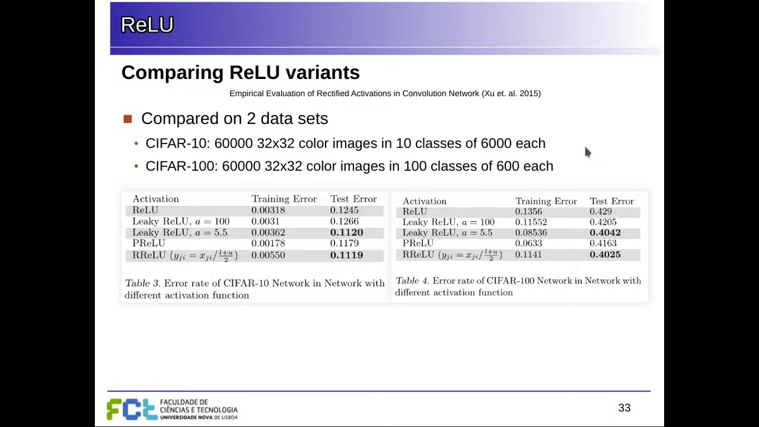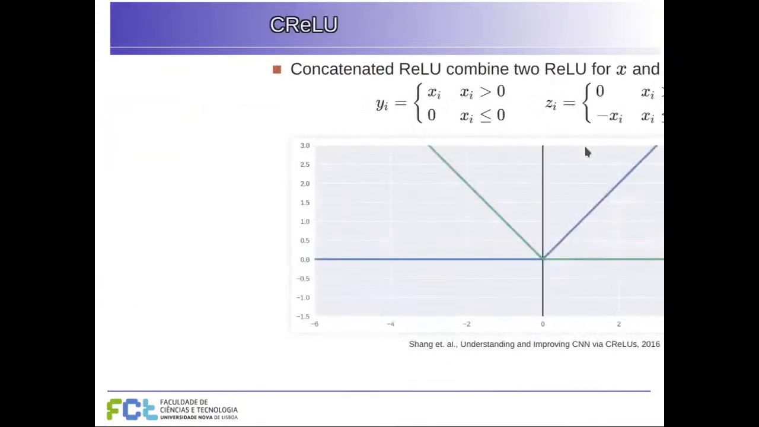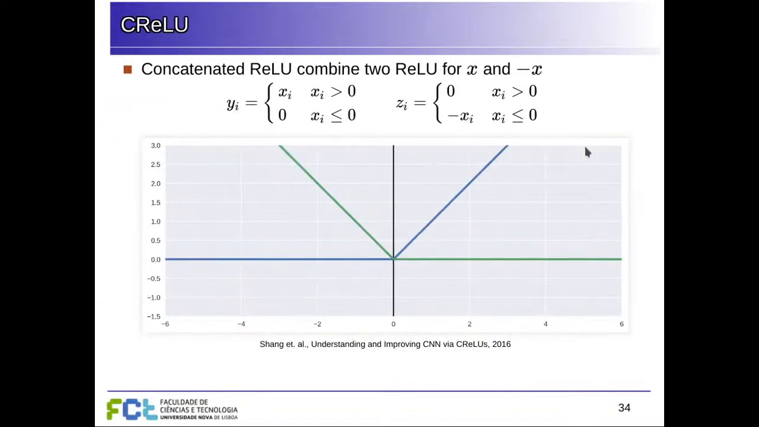So in any case, these are much better than using the sigmoid activation, which will really bog down your training if you have deeper networks and you won't be able to train anything. Then there are other more complex variants. For example, concatenated ReLU combines two ReLUs for the negative part and the positive part. So the output is something like this.